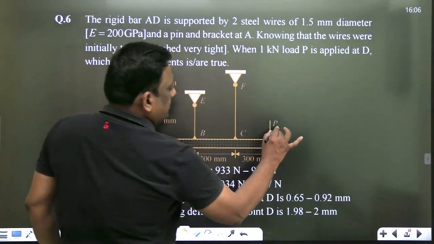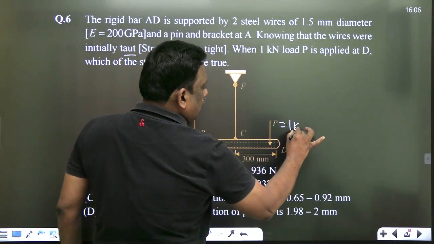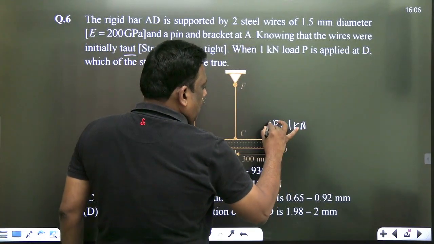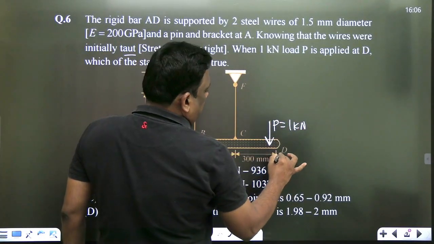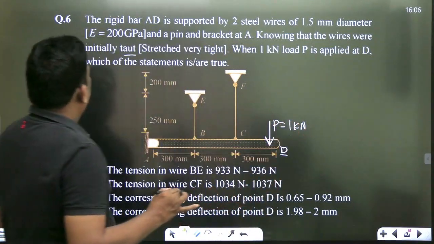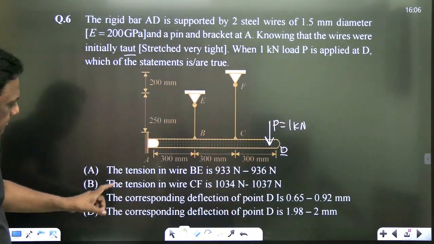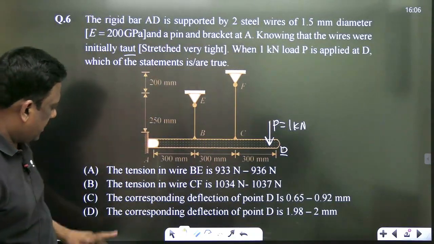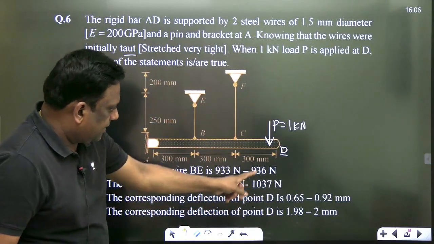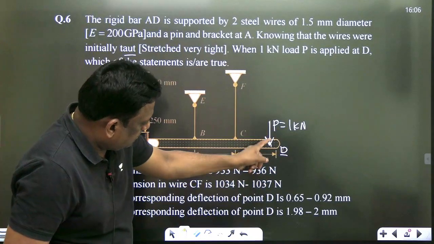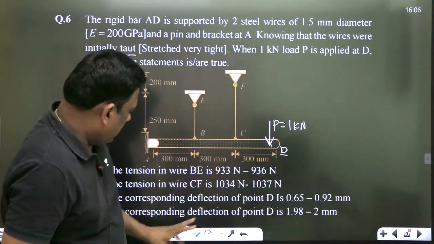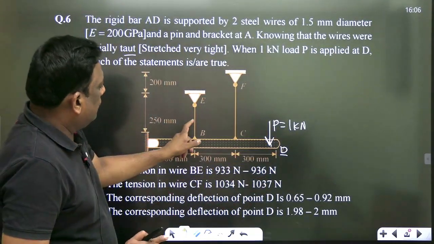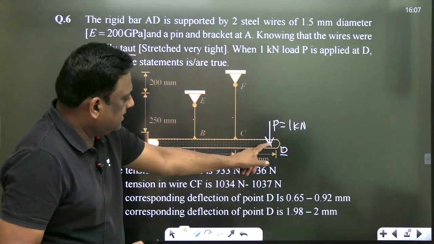When this load is given as 1 kilonewton, observe clearly. A load of 1 kilonewton is applied at point D. This is point D. And which of the following statements are true? Have a look once. It is asking the tension in wire BE, the tension in wire CF, and the corresponding deflection of point D, the deformation, how much it is deflecting. So we have to find out the tension in this, and the deflection of this.